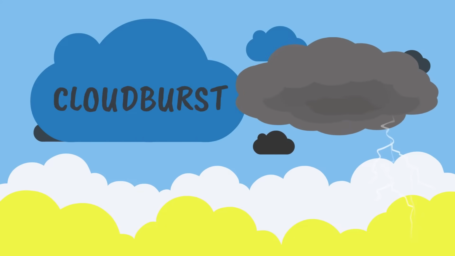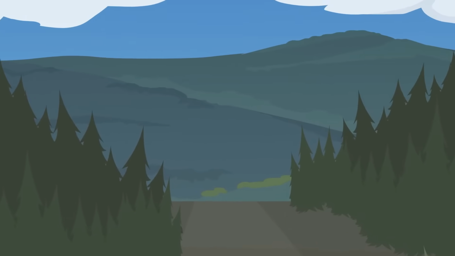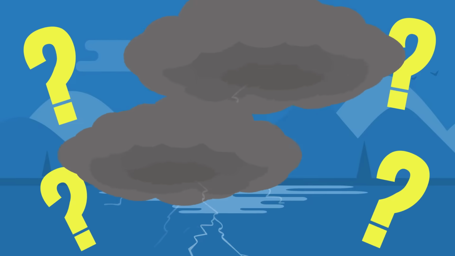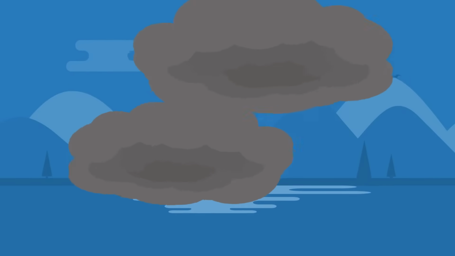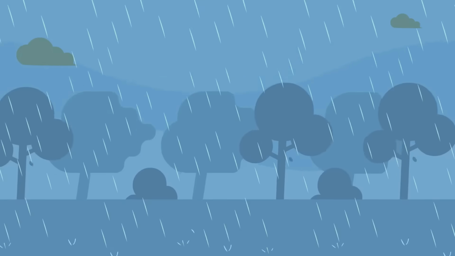In this video, we are going to learn about cloudburst. Cloudburst generally happens in the areas surrounded by mountains and hills, but the question is, how does the incident of cloudburst actually happen? We all are aware about how a cloud forms and how a rainfall occurs.